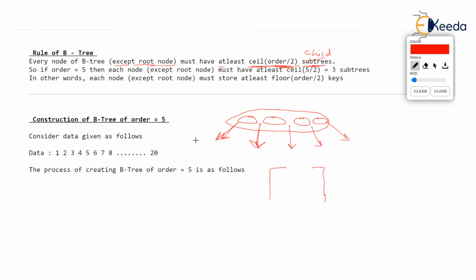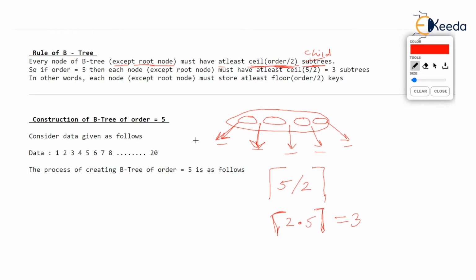Now what is the order of the above tree? It is 5, isn't it? 5 pointers, so order is 5. So ceiling of 5 by 2. Now ceiling operation means this value 5 by 2 is going to be 2.5. We are talking about actual division, not integer division. The ceiling operation is going to give us the immediate integer which is higher than 2.5, and that is 3.